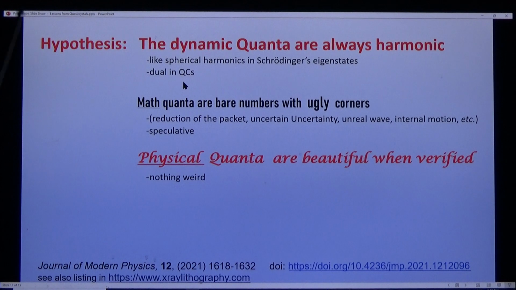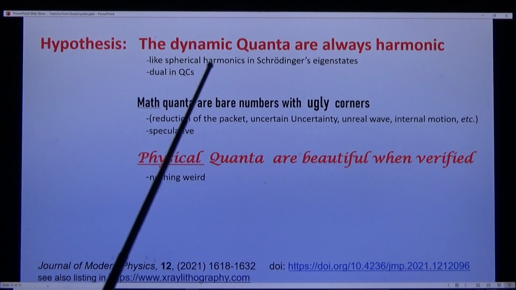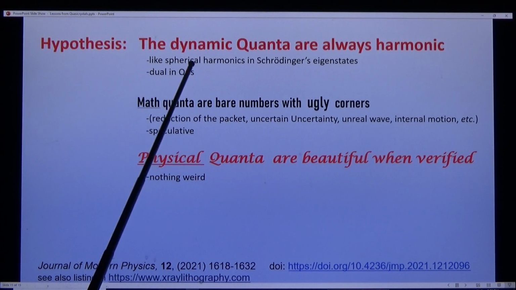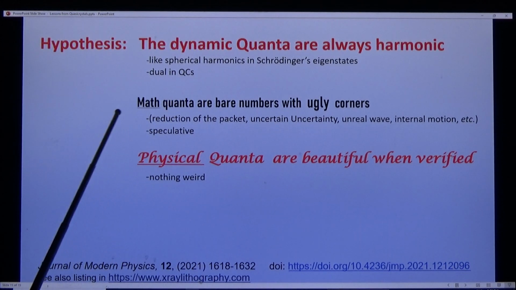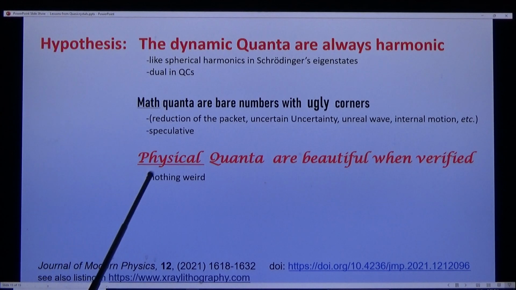And we make a further hypothesis. The dynamic quanta are always harmonic, like spherical harmonics in Schrödinger's eigenstates. They're dual in quasicrystals. Math quanta are bare numbers with ugly corners, and I list a few. By contrast, again, physical quanta are beautiful when verified.